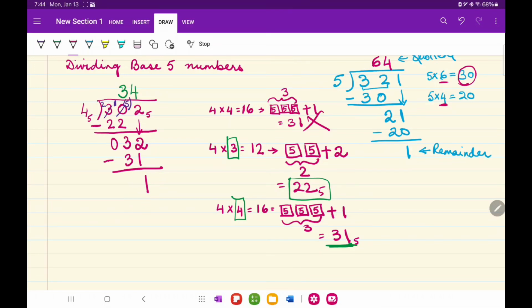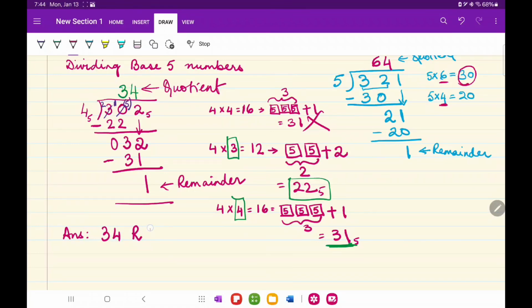Therefore, the division is completed at this point. There are no more digits to divide. So the remainder is a 1, and the quotient is 34. The way we write our answer is: 34 with a remainder of 1. This is how you write the answer from this division.